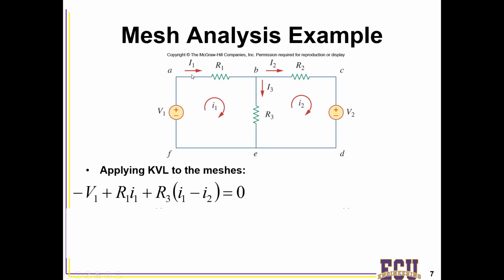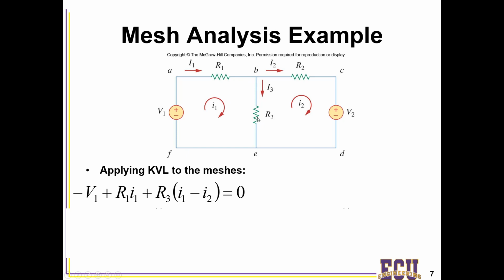And then if we're going in the direction of the current of the mesh around the loop through a resistor, we're going to add that equivalent voltage drop. And so Ohm's law tells us that the voltage dropped across this resistor is R1 times I1. And so we're going to add R1 times I1.